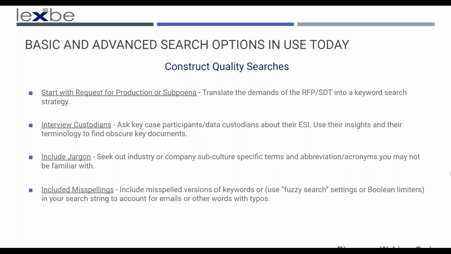You would want to make sure that you're searching for the right documents if you're looking for contract, for example, and then you find out that everybody in this company calls contracts agreements. You obviously wouldn't come across the documents you're looking for if you're searching for the wrong term. You'd want to also think about misspelled versions of keywords, and we call this fuzzy search when you're using a platform like ours to search, and it will allow you to account for emails or other words with typos.